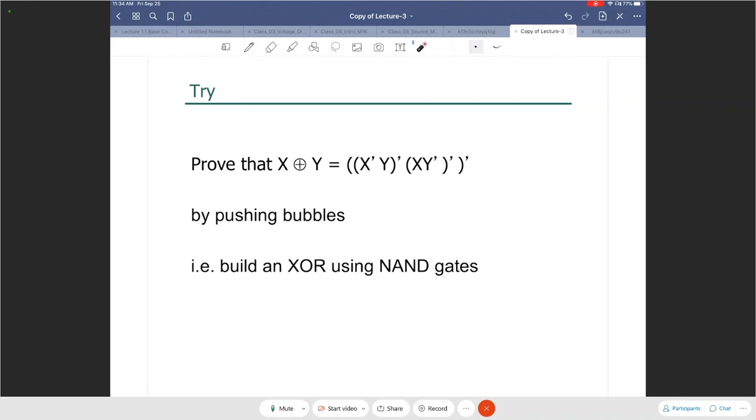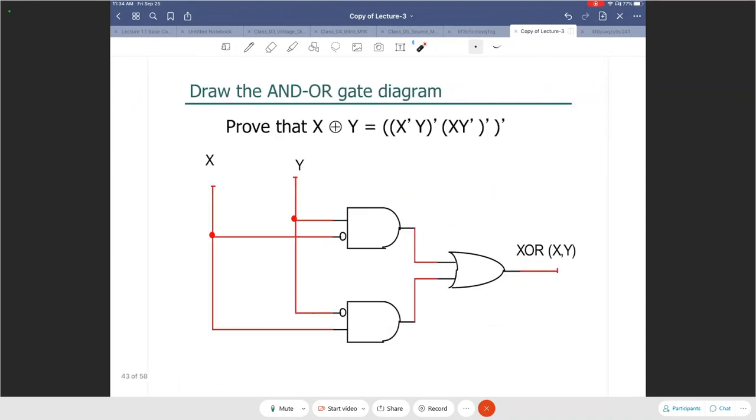Now, the next thing that we are doing is trying to prove that X exclusive OR Y is X complement NAND Y NAND X NAND Y complement. So a lot of complements over here. And we are trying to prove this by pushing bubbles through. We are going to build the exclusive OR gate using NAND gates. That's exactly what we are trying to figure out, whether we can do exclusive OR by just using NAND. So let's try to do that over here. How would you do that over here? That is your exclusive OR operation.